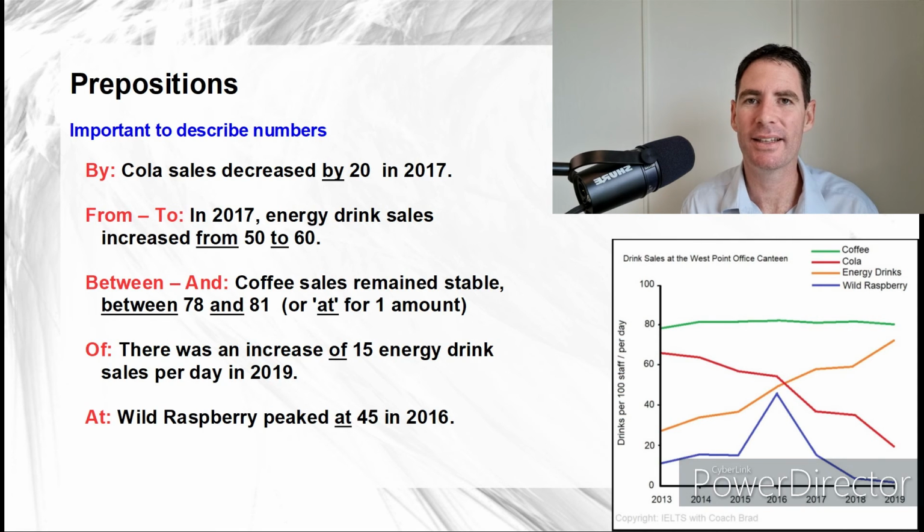And lastly, the preposition at is good for saying when something peaked or what it remains stable at. Coffee remains stable at about 80 or 81. Wild raspberry peaked at 45. Coffee sales remain stable at about 80, while wild raspberry peaked at 45 in 2016.